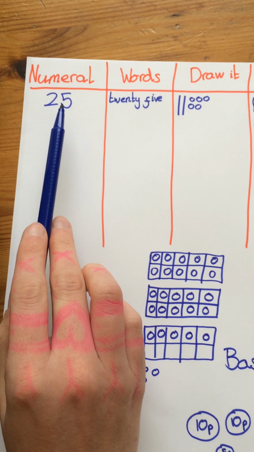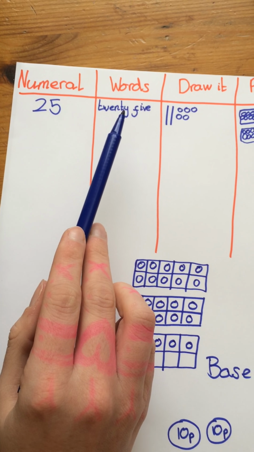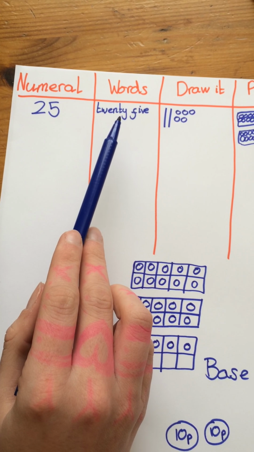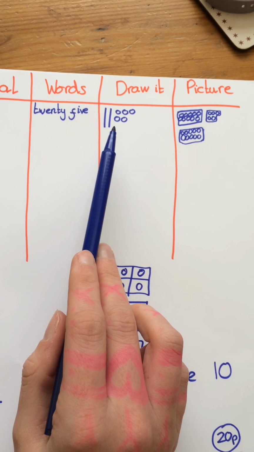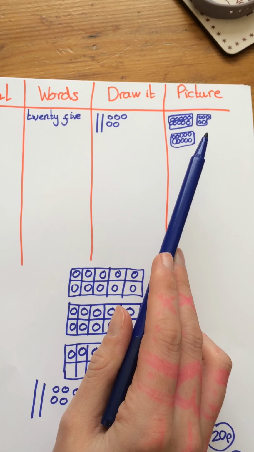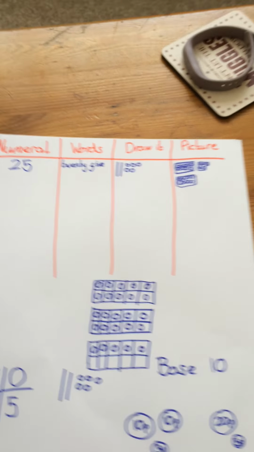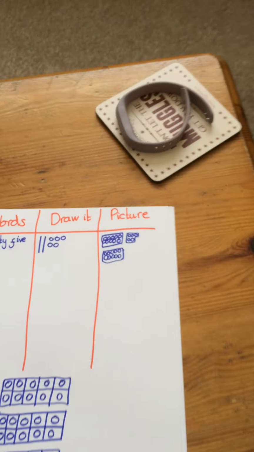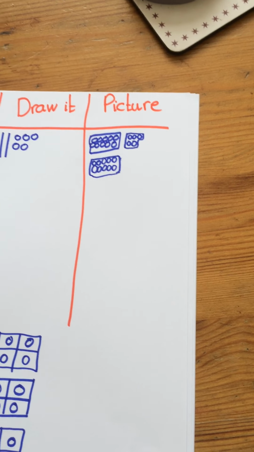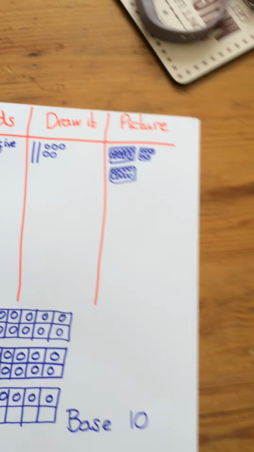So we've got our number in numerals. We want to try and write it in words. Have a go at drawing it in tens and ones or chips and peas. And then that last one, picture, really you can use your own imagination and try and come up with lots of different ways to do it. Okay, hopefully that helps. This video's a little bit longer than I wanted it to be, but hopefully that helps.